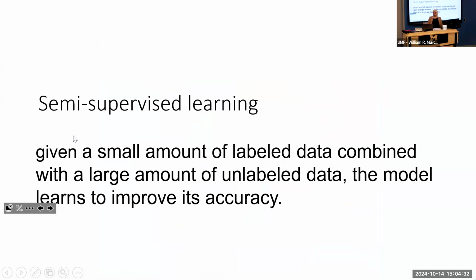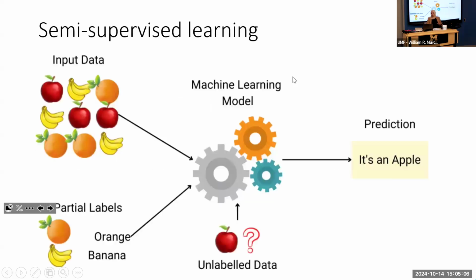Now, between supervised and unsupervised learning, there is a third category, which is semi-supervised learning. Semi-supervised learning is when we have a small amount of data where we know the exact class of this data, but for the huge amount of data, we do not know. It's unlabeled. So there is a mixture of a small amount of labeled data combined with a large amount of unlabeled data, and the model here is going to learn to improve its accuracy. So this is the context of semi-supervised learning.